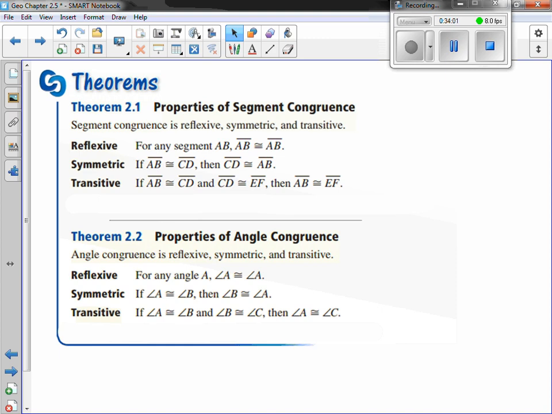So I'd go on and get these down here. So reflexive, for any segment AB, AB is congruent to AB. Any segment's congruent to itself. Symmetric, if AB is congruent to CD, then CD is congruent to AB. Yeah, so these here are also, I believe, on your reference sheet, yes? Equality, congruency. So they're on there for your congruency. They're on your reference sheet. But I'll give you a little bit here to write those down.